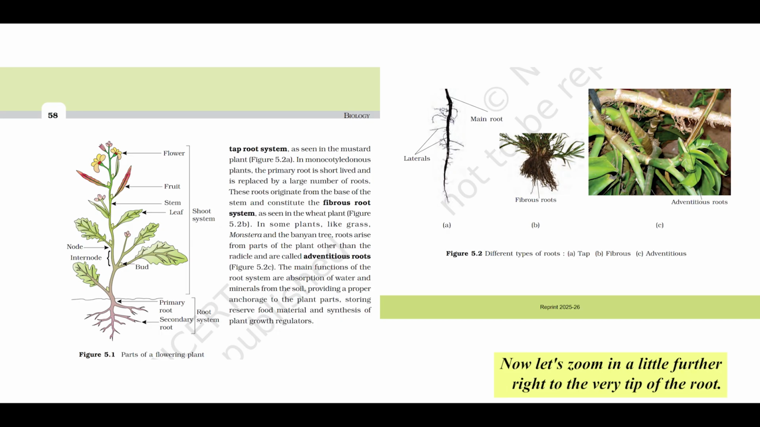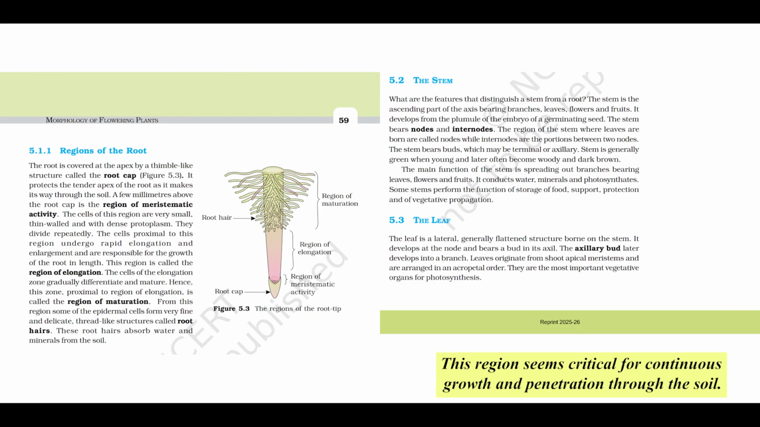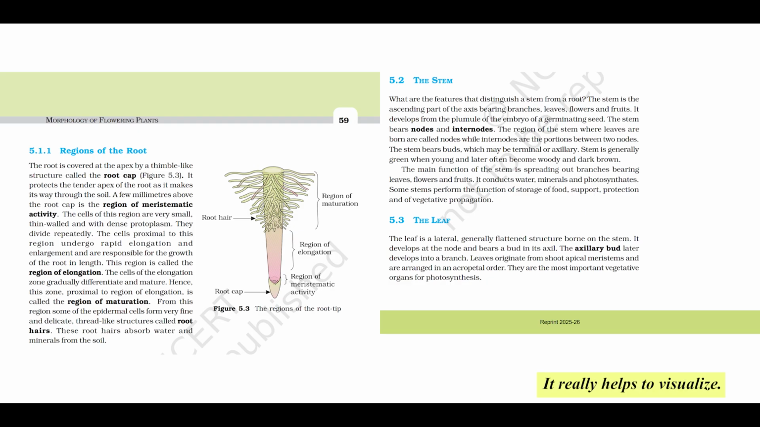Interesting. Now, let's zoom in a little further, right to the very tip of the root. This region seems critical for continuous growth and penetration through the soil. Can you walk us through the distinct regions of a root which are vital for understanding how it grows and functions? Certainly. This is fundamental to understanding growth. Let's take this step by step, visualizing the root tip as we move along its length, starting from the very end and moving upwards. As I describe each region, you can mentally follow along with figure 5.3 in your study material for a clear diagrammatic representation. It really helps to visualize.